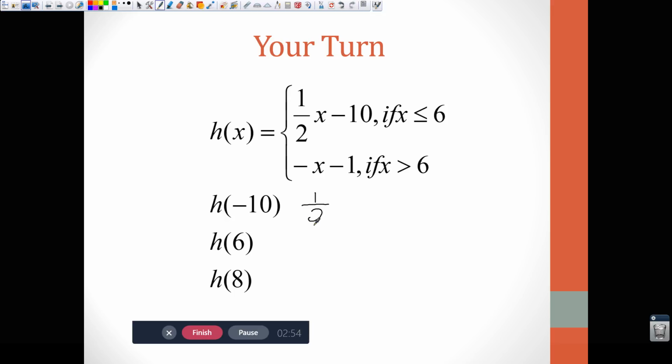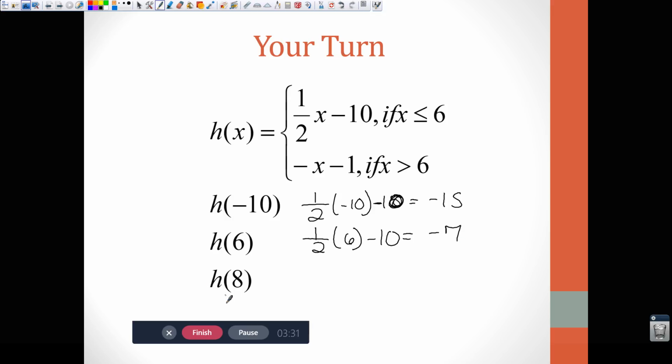So 1/2 times negative 10 minus 10 equals negative 15. So that would be negative 5 minus 10 is negative 15. Okay, how about 6? Is it less than or equal to 6 or greater than 6? Less than or equal to 6. So I'm going to substitute it into this equation. So 1/2 times 6 minus 10 equals negative 7. So 3 minus 10, negative 7.